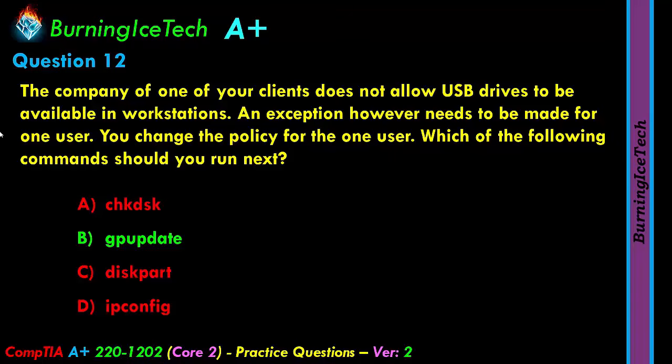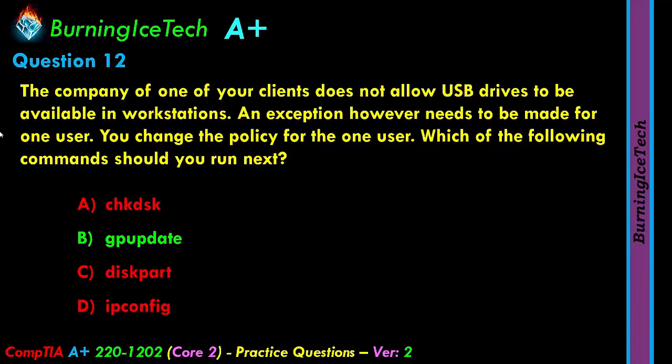So if you want something to take effect immediately, you can go and run gpupdate /force. So that's going to go and force the update to take place immediately. So the answer is B. Diskpart is to go and, well, partition your hard drives. So that's got to do with hard drives. It's got nothing to do with group policies. It's got definitely nothing to do with USB drives.